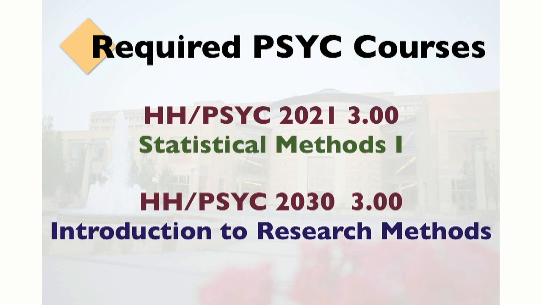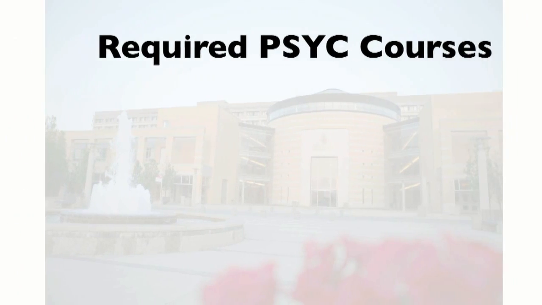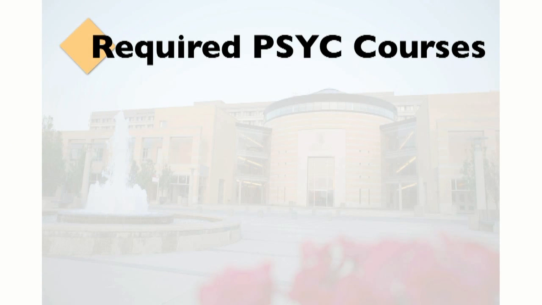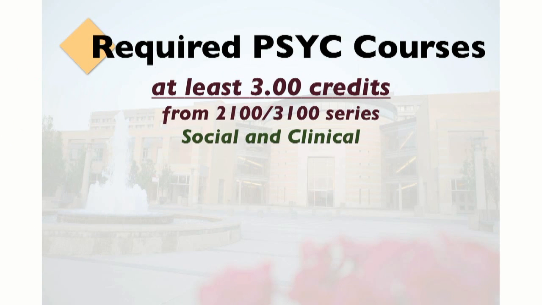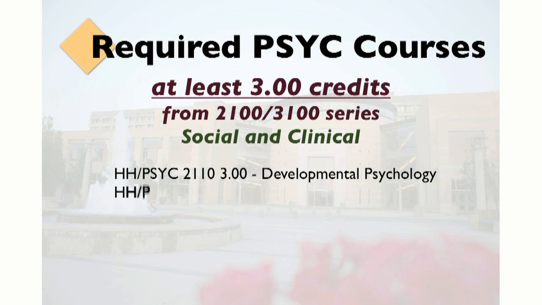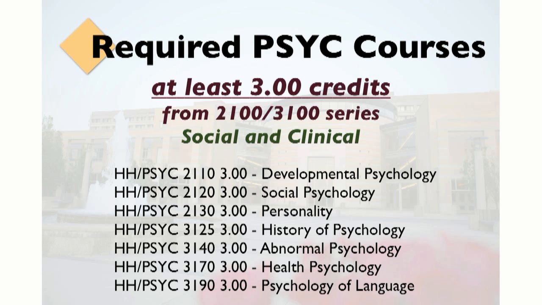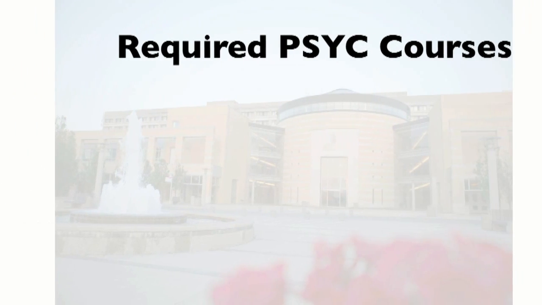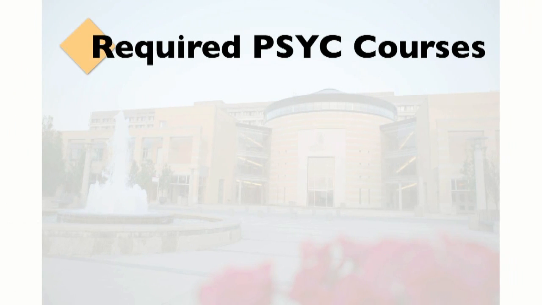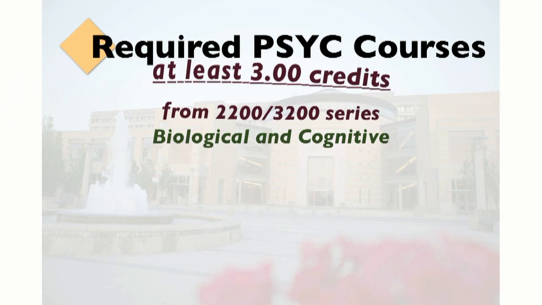To assure that you acquire some breadth within psychology, you must take at least one 3-credit course from each of the 2 series of courses, which represent core areas of psychology. At least 3 credits from the social and clinical areas listed below, and at least 3 credits from the biological and cognitive areas, again listed below.